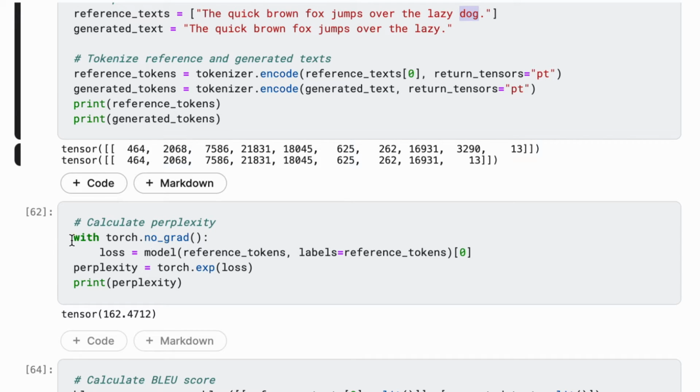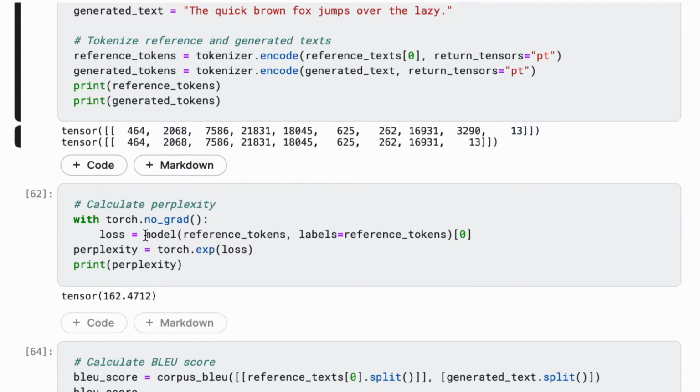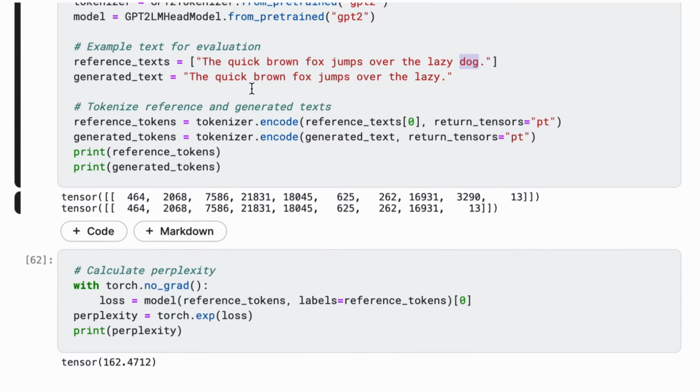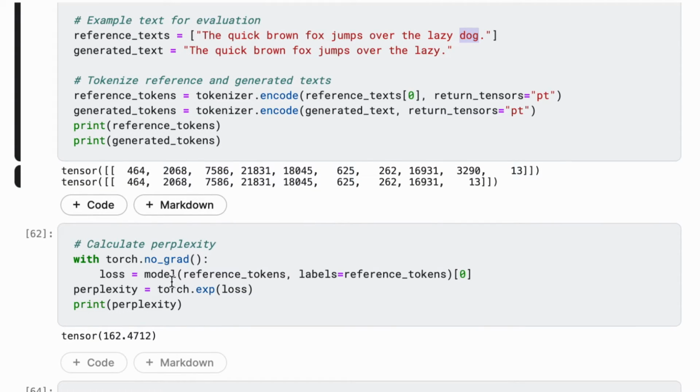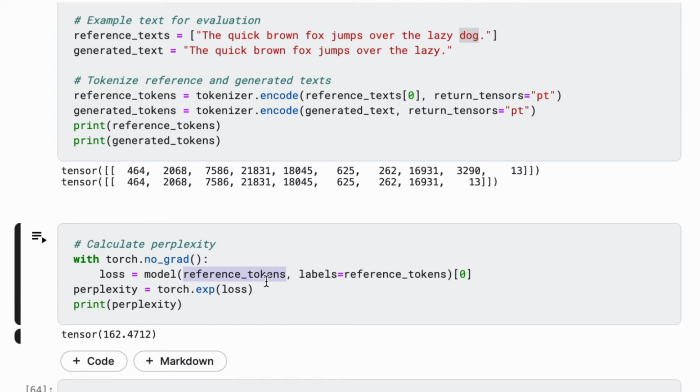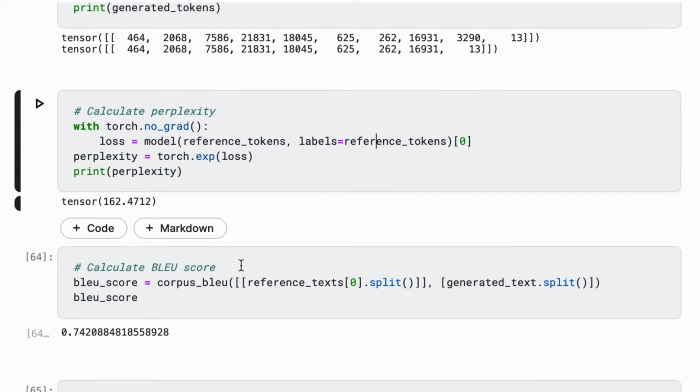Okay, so now let's calculate the perplexity here. The perplexity can be calculated only from the reference text tokens, to see how many tokens it missed and why. Okay, so just see that the loss for the model's reference tokens is 162. It means that there are 162 possible combinations from which it can choose the text or the next word prediction as well.